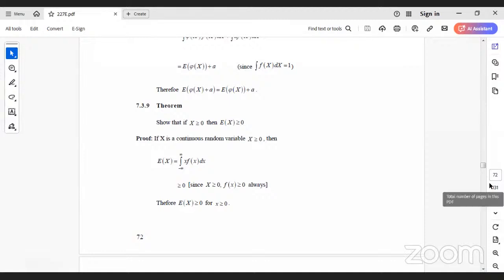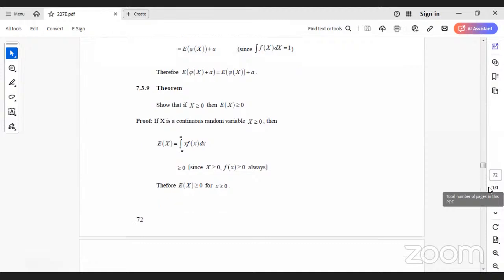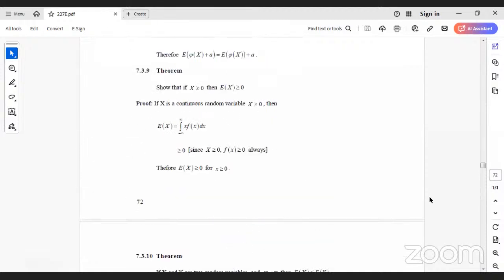So if X is greater than or equal to 0, then E of X is greater than or equal to 0. Therefore, if X is a continuous random variable with X greater than 0, E of X is equal to the integration from minus infinity to infinity of x f(x) dx. Since x is greater than 0 and f(x) is greater than 0, we always have E of X greater than or equal to 0 for X greater than or equal to 0. This condition should be satisfied here.